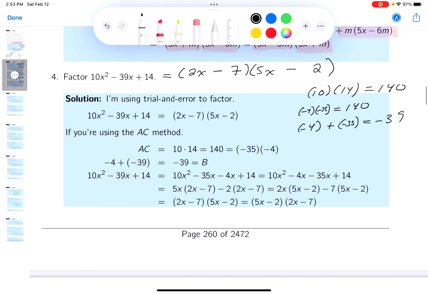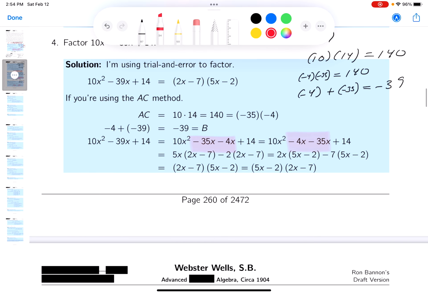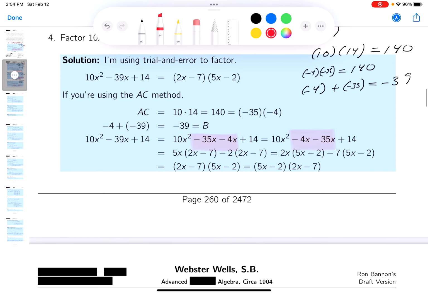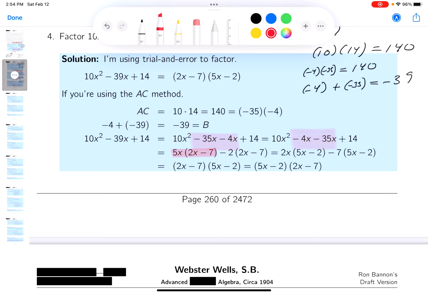And then what do I do? I take the middle term and break it into minus 4 and minus 35. Let me point out where that is. Whoops, sorry about that. It's right here. That's minus 39. And the order in which you write it down doesn't affect the outcome. So let's do one at a time. The first one I'm seeing, 10x squared minus 35x, I would group those. What's common there is 5x. I pull it out, and you get 2x minus 7.